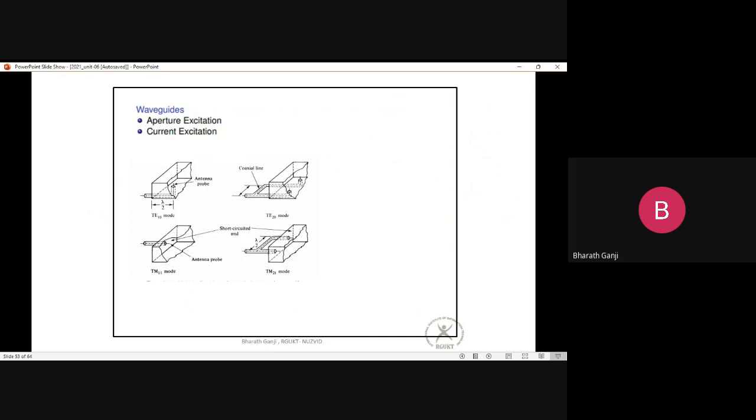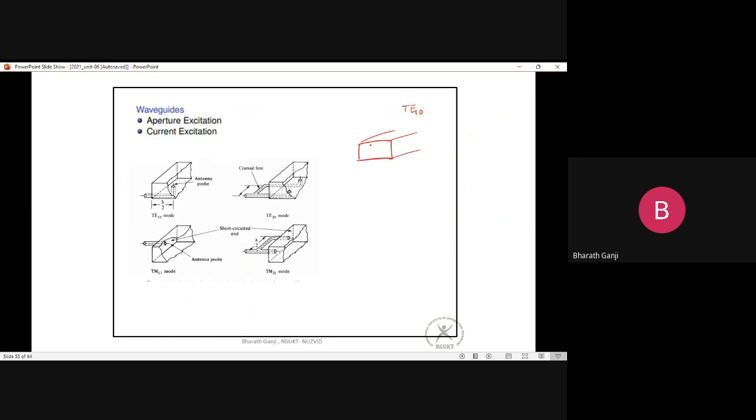So there are two ways in which you can excite a waveguide, particularly a rectangular waveguide. One is called aperture excitation and the other current excitation. We'll be just introducing you to the concept, so we'll not be going into the depth. So if there is a waveguide like this, okay, and as I said, inside a waveguide the dominant mode is TE10. So how do you excite these modes? How do you create these modes?